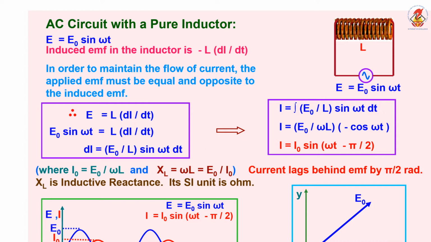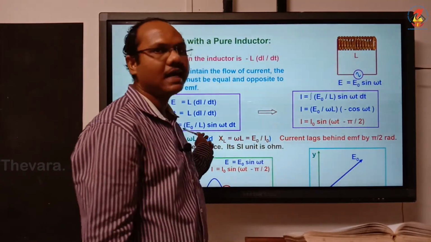And instead of E, I can put E0 sin omega t. So, E0 sin omega t equal to L into di by dt. Now, what we are going to do is keep only di here. Everything has to be taken to the other side. So, di will stay here, L will go to the other side, so it will be E0 by L. And dt also will go to the other side, so it is into dt. So, di is equal to E0 by L sin omega t dt. And that is di, a small current.